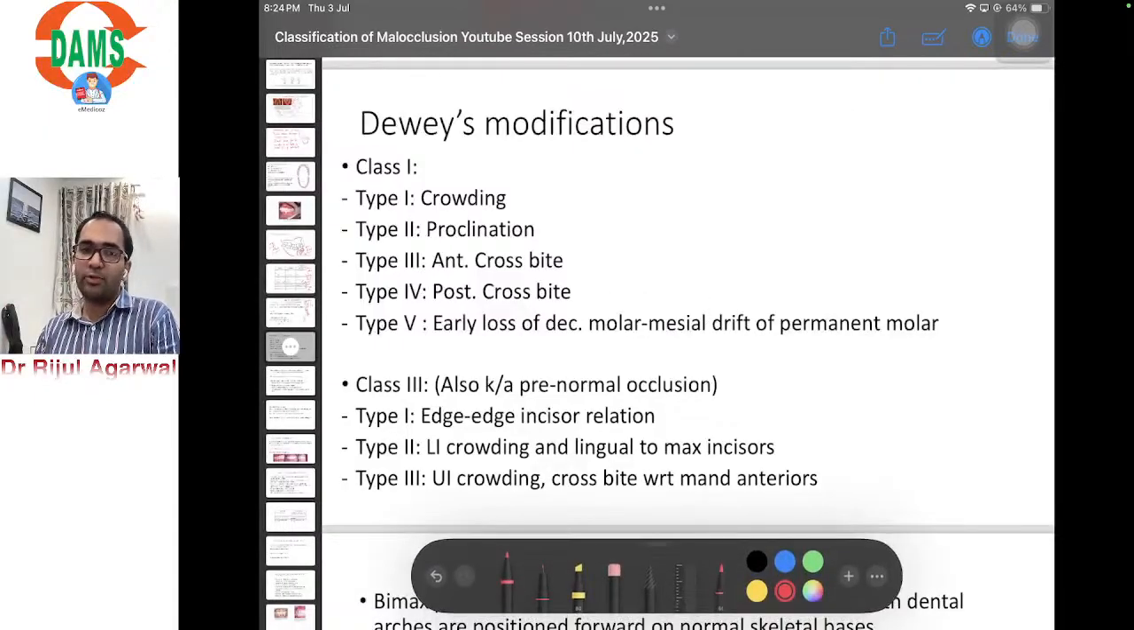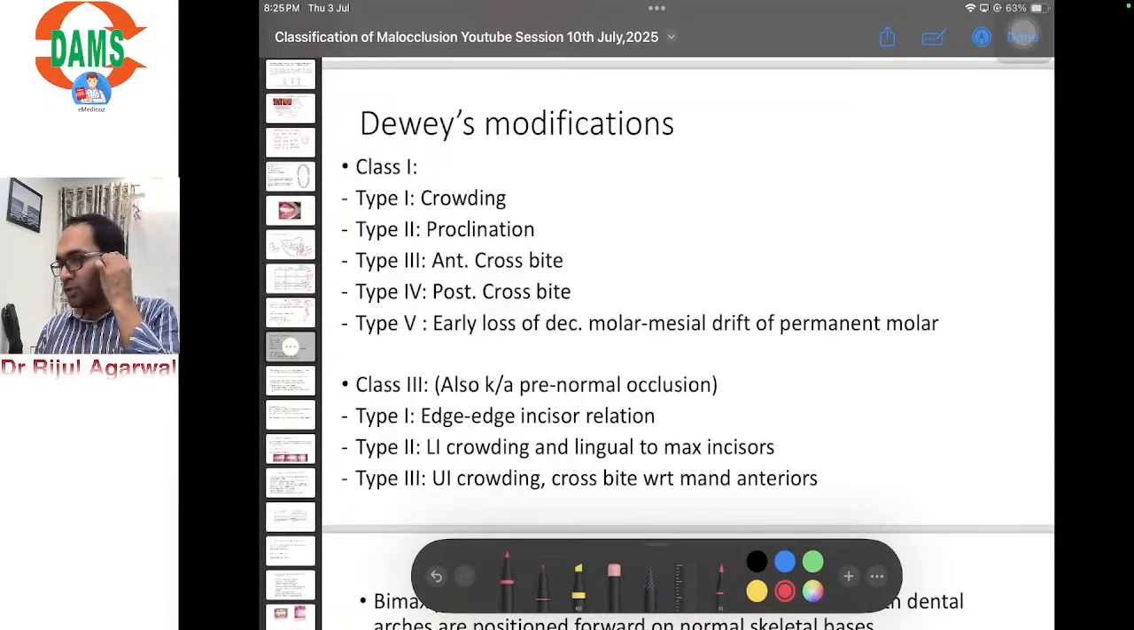Type 1 is for crowding, 2 is for proclination, 3 is for anterior crossbite, 4 is for posterior crossbite, and 5 is for early loss of deciduous molar leading to mesial drift of permanent molars. Okay, and for class 3 also, as I have told you, pre-normal occlusion. Type 1 is edge to edge, 2 is lower incisor crowding and lingual to maxillary incisors, 3 is upper incisor crowding and crossbite with respect to mandibular anteriors. Okay, so this is the theoretical part of classification.